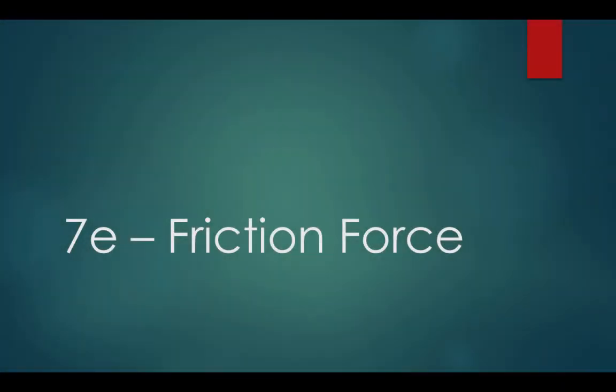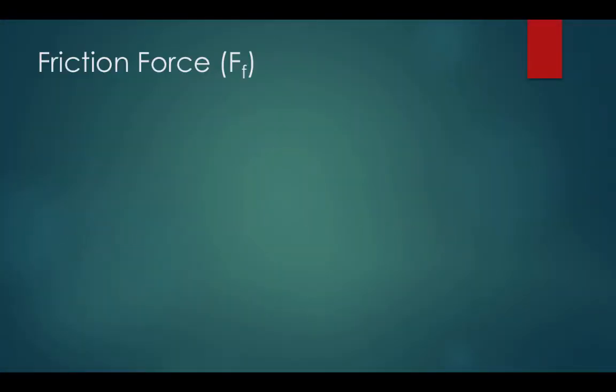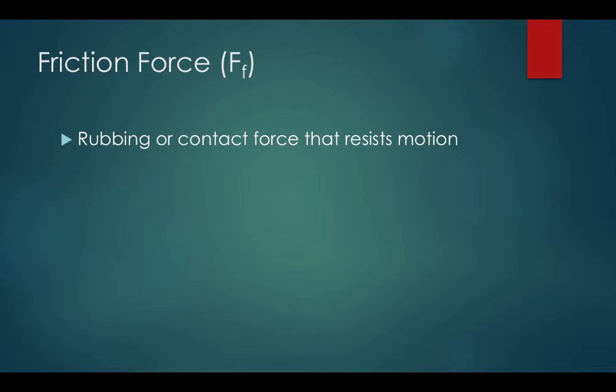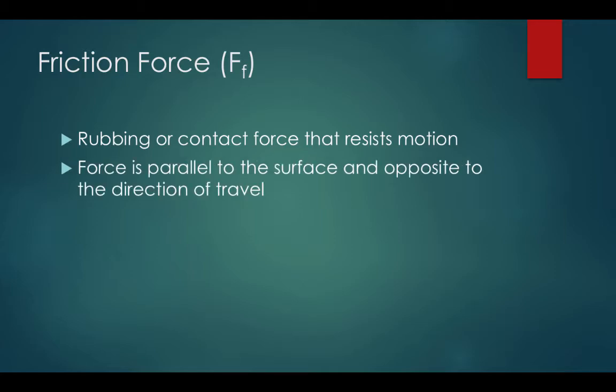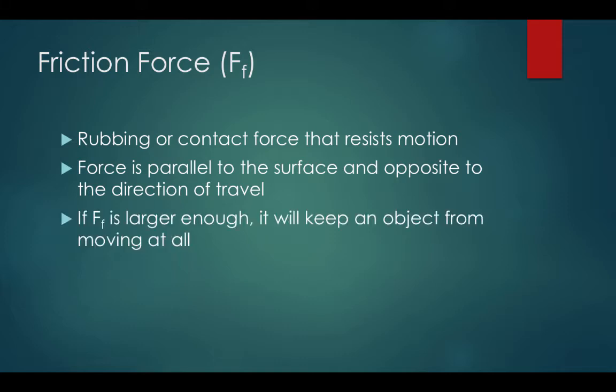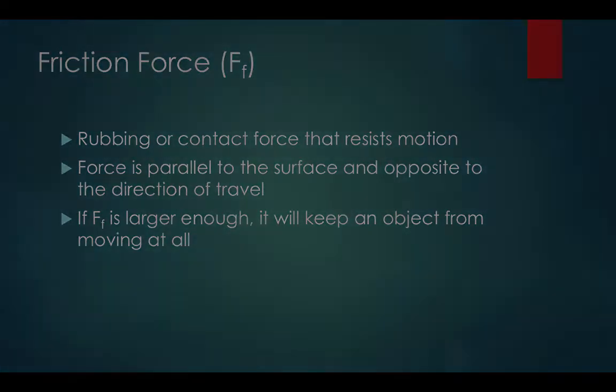Lesson 7e, Friction Force. Friction force can be denoted with the symbol F sub F. It's a rubbing or contact force between two objects that resist motion. It is parallel to the surface and opposite in direction of travel. If friction force is large enough, it will keep an object from moving.